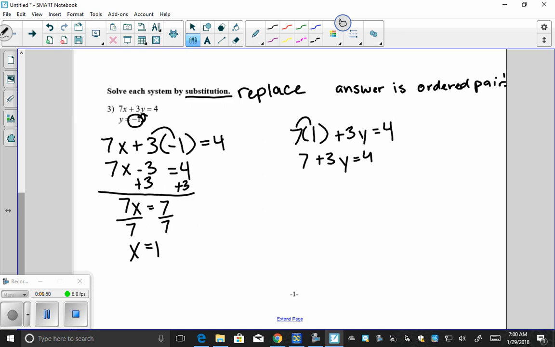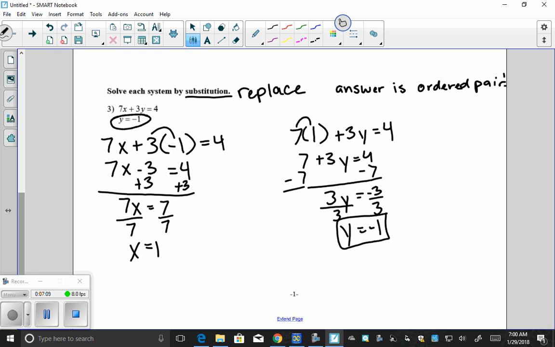So I'll multiply these two numbers together. Subtract 7. 3y equals negative 3. Divide by 3. And you get y equals negative 1. Well, looky there. That looks just like my other equation. So anytime you have a variable that is just a number, that's going to be your answer. So my answer is 1 comma negative 1.